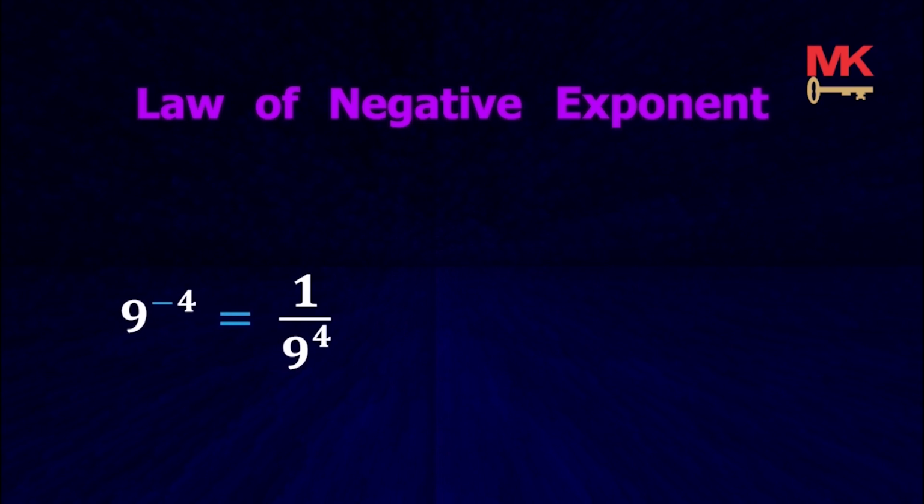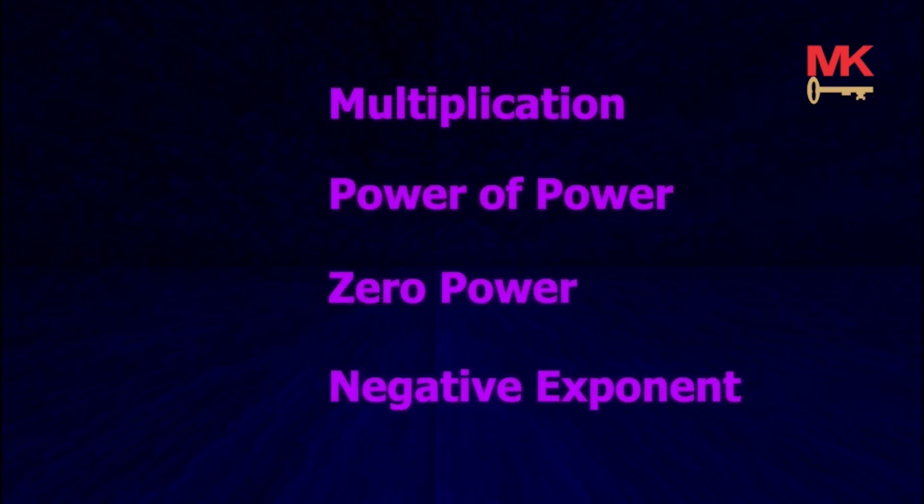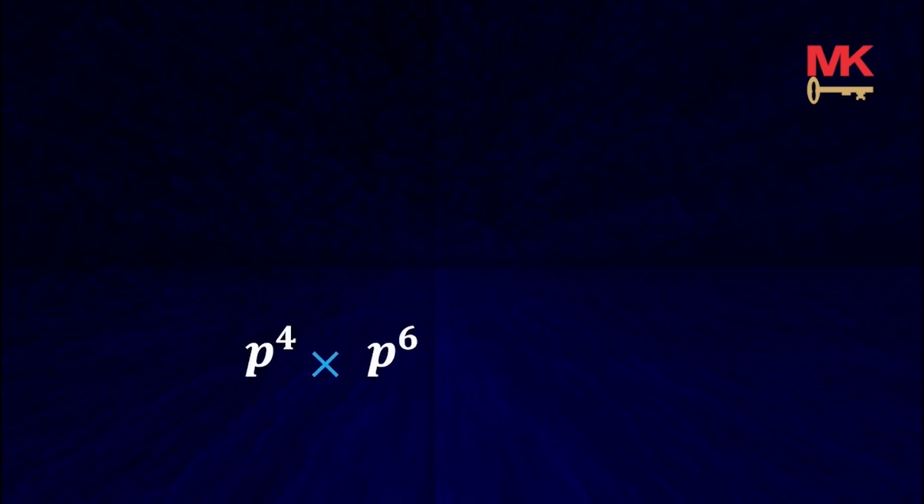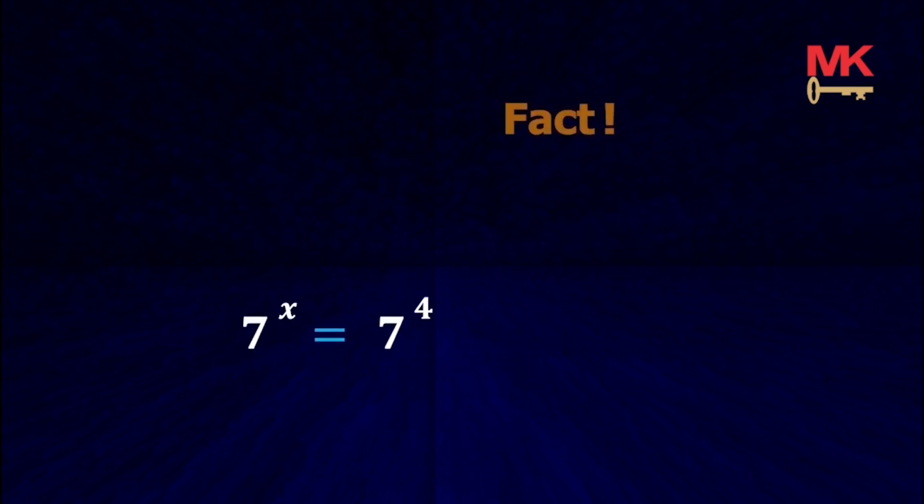It is very important to understand that these laws also apply to all variables. For example, x raised to negative exponent 8 is the same thing as 1 divided by x raised to positive exponent 8. And p exponent 4 times p exponent 6 equals p exponent 10, and so on. Lastly, this is not one of the laws, but just a fact that we must know. In any given exponential equation, whenever the bases are equal, then by inspection, the exponents are also equal.